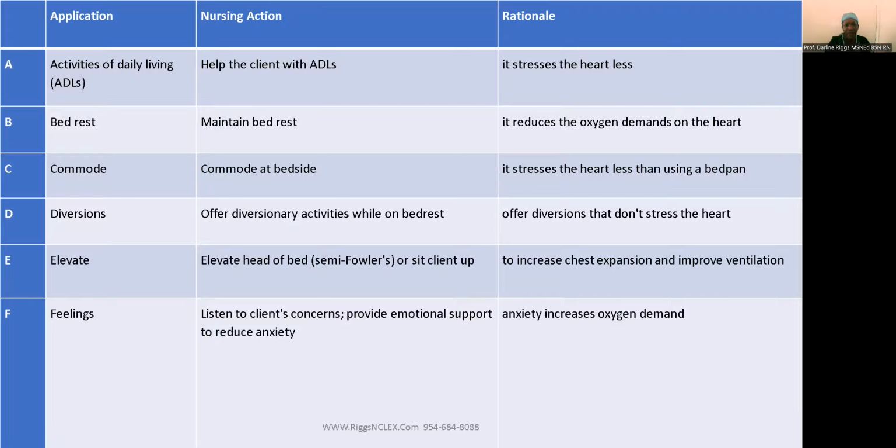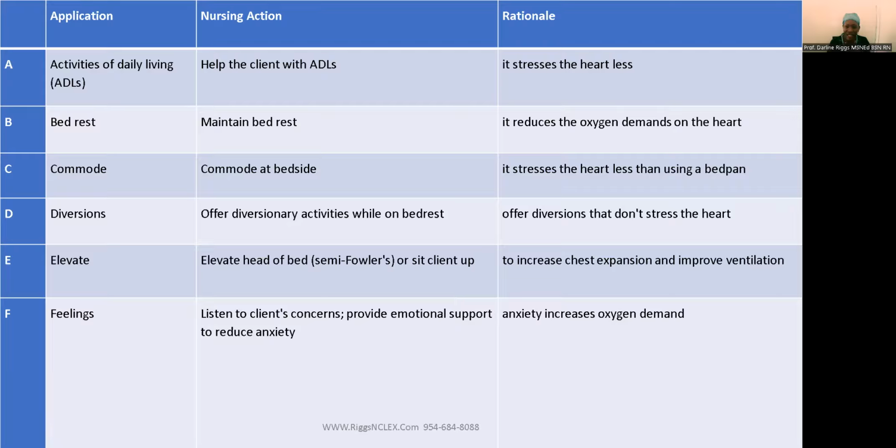Bed rest. Okay, reduce the oxygen demand of the heart so you can reduce the workload of the heart. I mentioned the commode, it needs to be right there. The less travel the client does, the better. You decrease the workload of the heart.